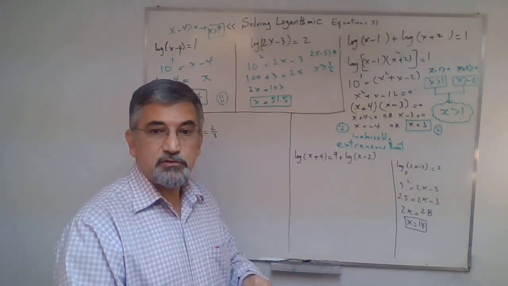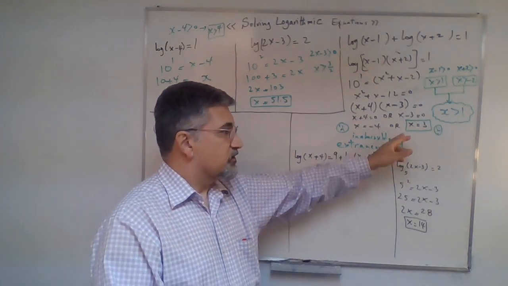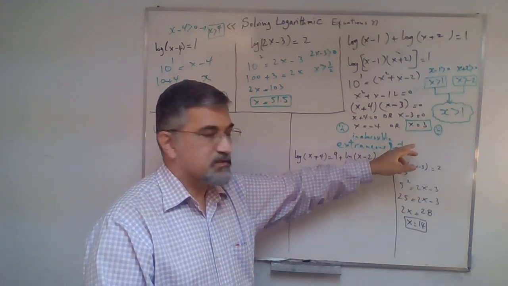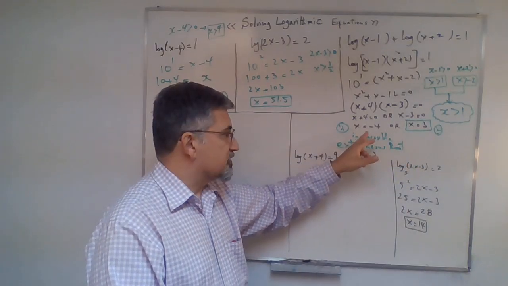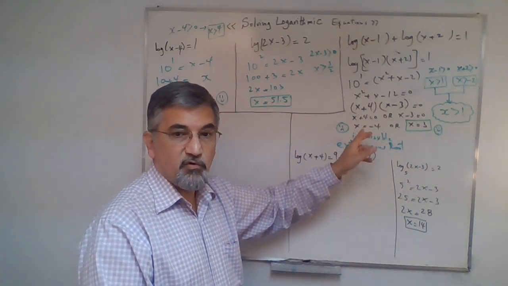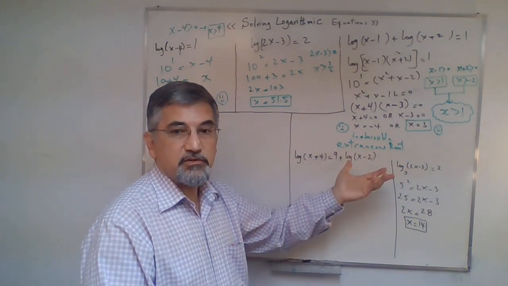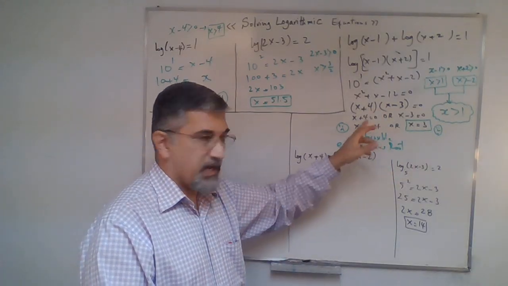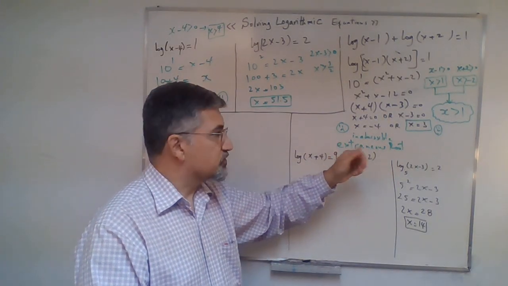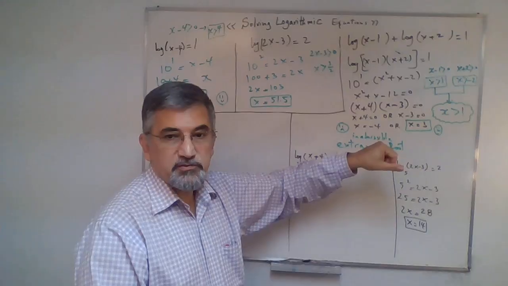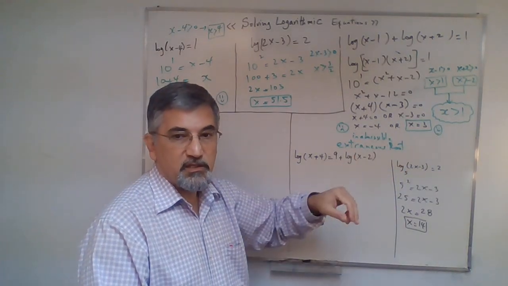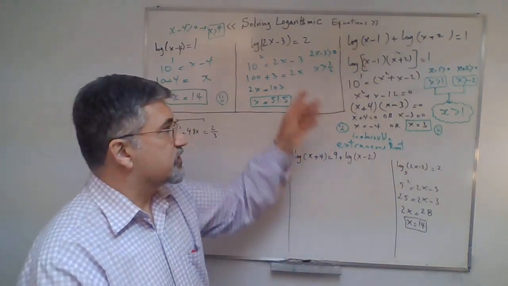Sometimes if there's a multiple choice question and option A says x equals 3, option B says both, option C says negative 4, which option are you going to select? You're not going to say 3 and negative 4 both are the solutions. So we're going to say only option A, which means x equals 3 is the only real solution for this logarithmic equation.